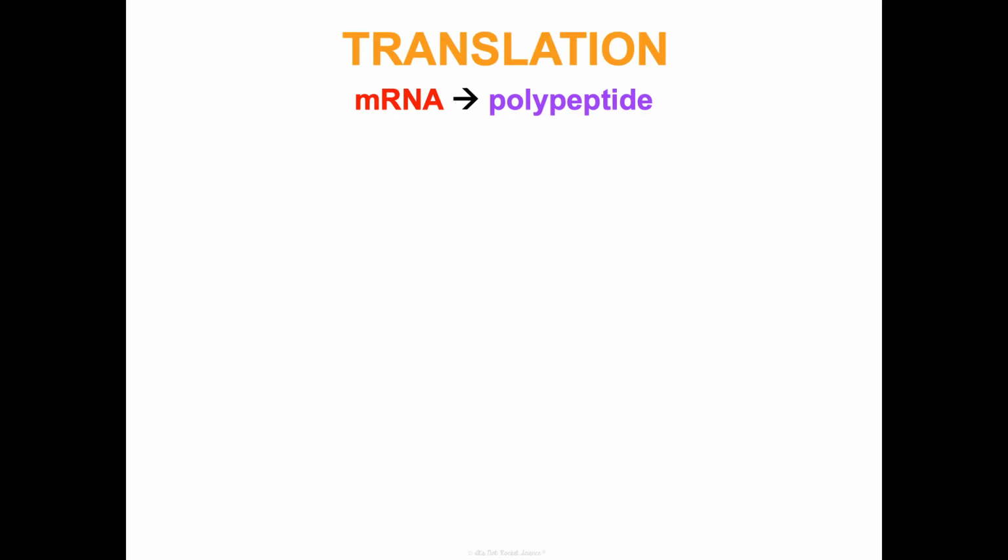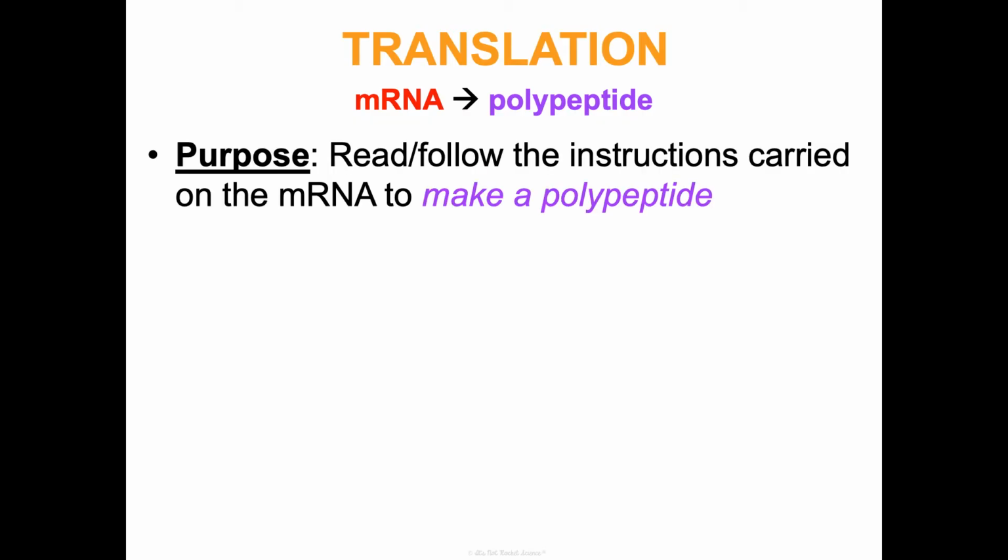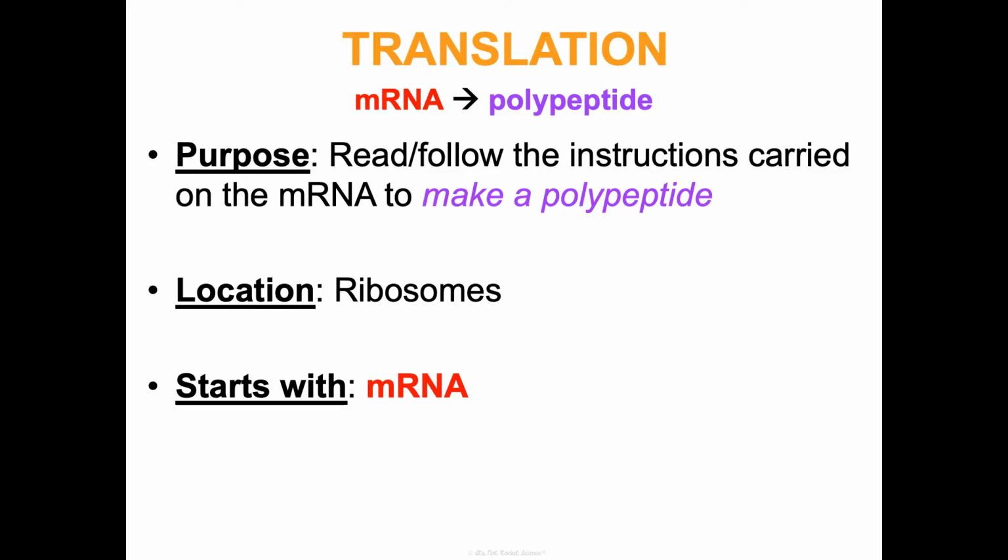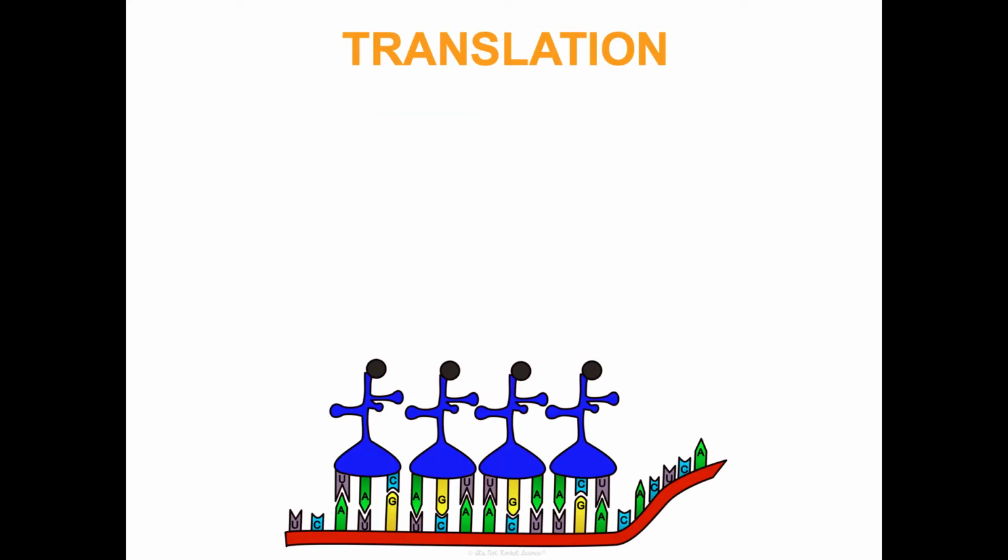Okay, translation. We're going to take the mRNA and translate it into a polypeptide. So we're going to follow the instructions that were copied into the mRNA, and we're going to make a polypeptide, which will fold into a protein. This goes down in the ribosomes because that's where proteins are made. We will start with mRNA, and we will end with a polypeptide.